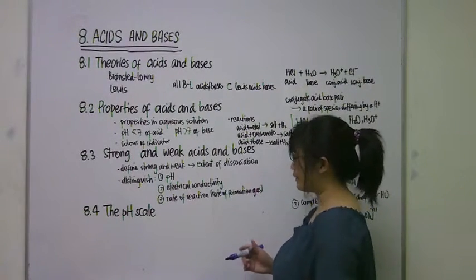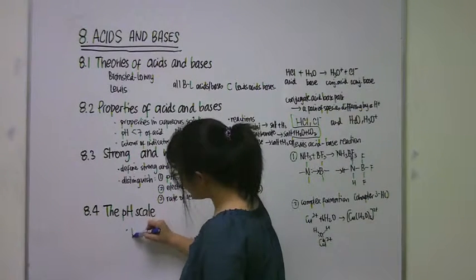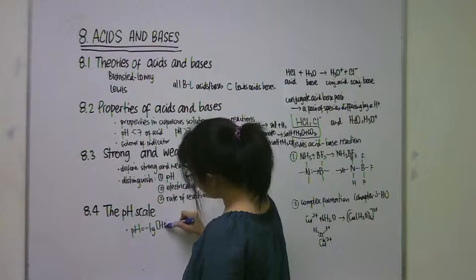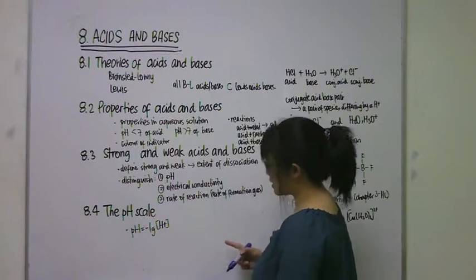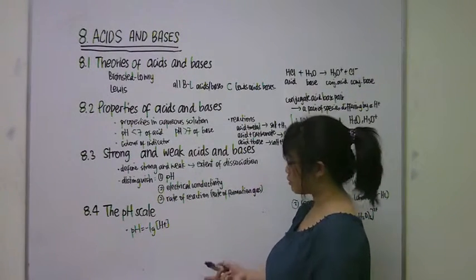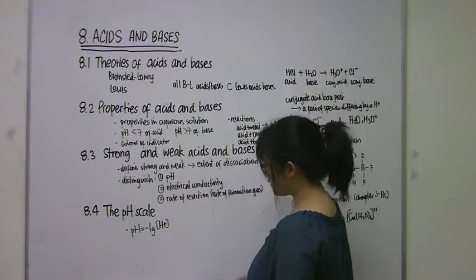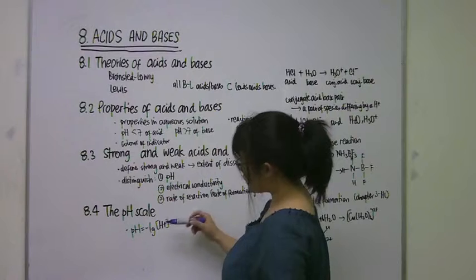The last one is about the pH scale. You can explain briefly that pH is minus log of the concentration of H plus. This is not required at the standard level. We can give them an introduction to this and hopefully it will help them in understanding.